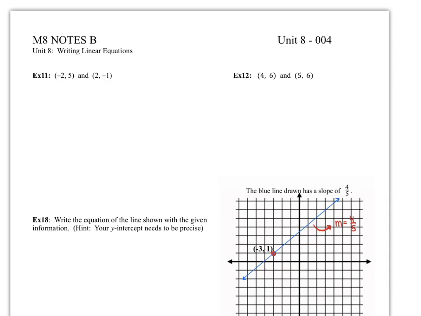So for 11 and 12, try these two on your own. Start by using the subtraction fraction to find the slope, and then plugging in a y and an x value from one of your ordered pairs to find the y-intercept, and then completing the equation in y equals mx plus b form. Don't worry about doing number 18. We'll do that next week. Pause the video, press play when you're ready to check your answers.